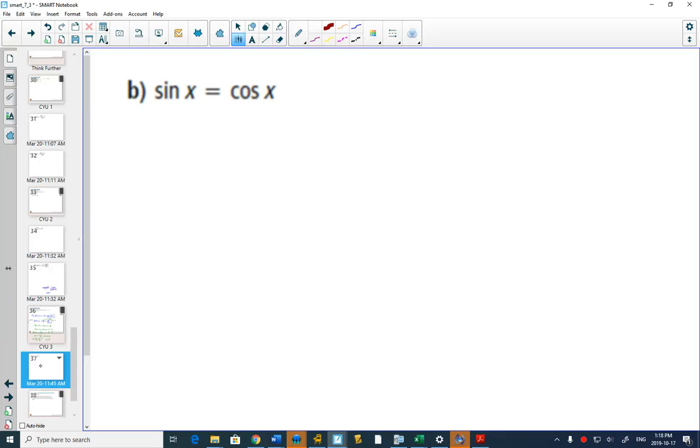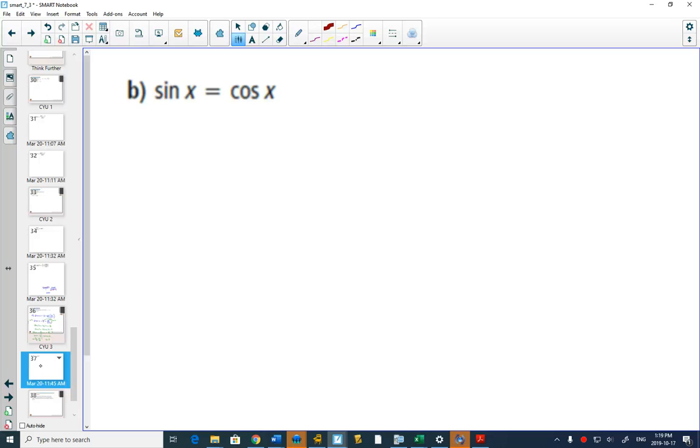Now part B is interesting. Part B is interesting because it's sine is equal to cos. There's a way to change sine squared to cos squared. There's a way to change cos squared to sine squared. But you can't change sine to cos. Okay? In this situation, can you see that we could rearrange this question to get tan?